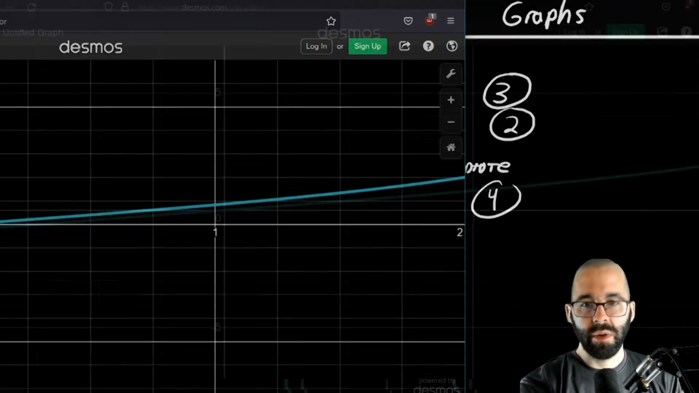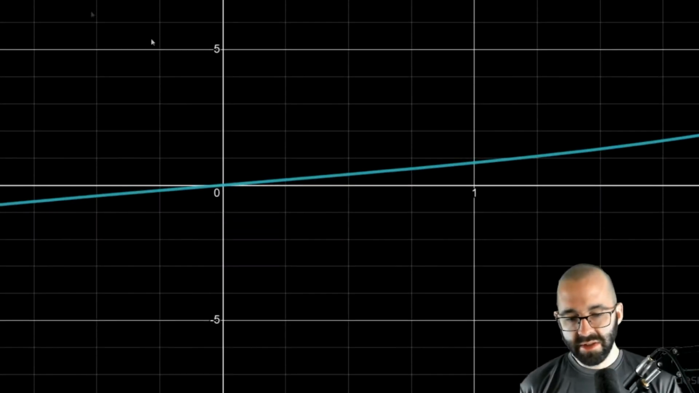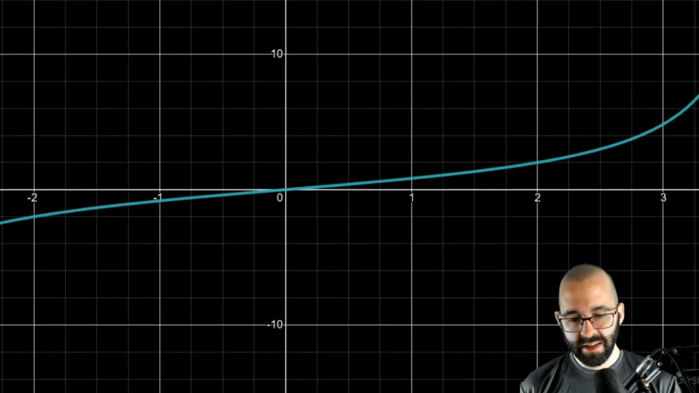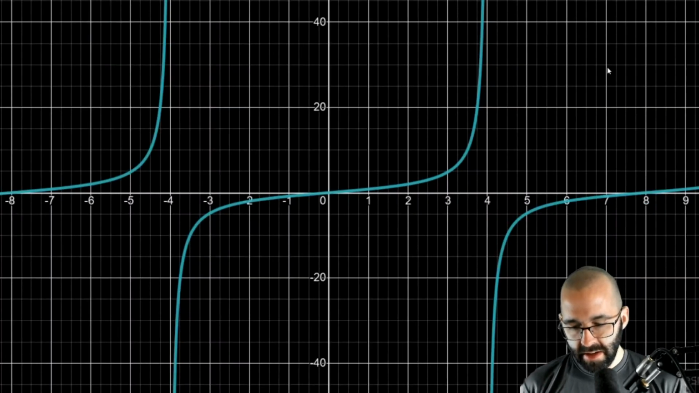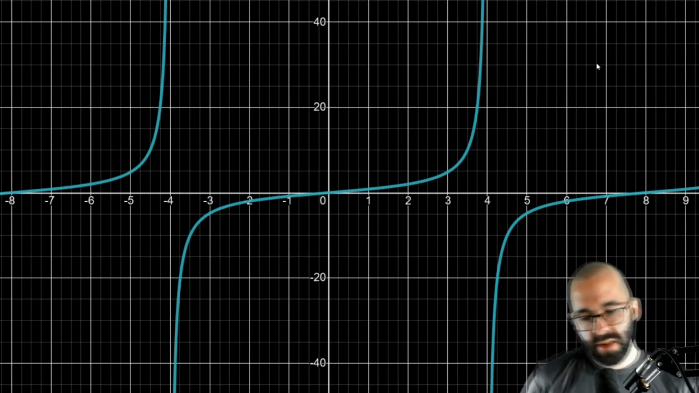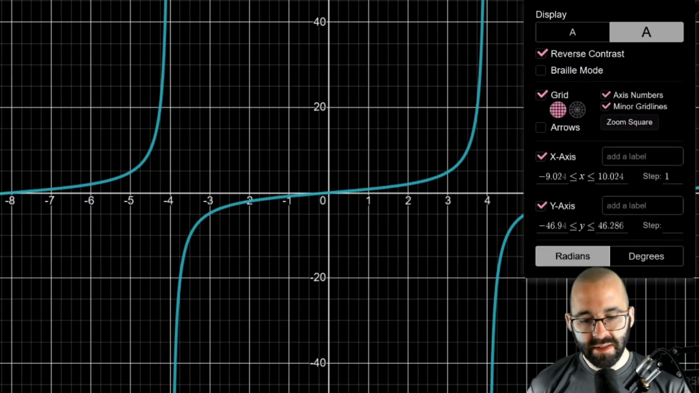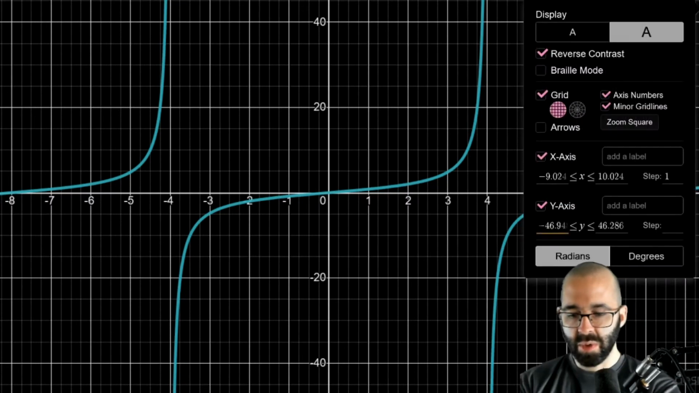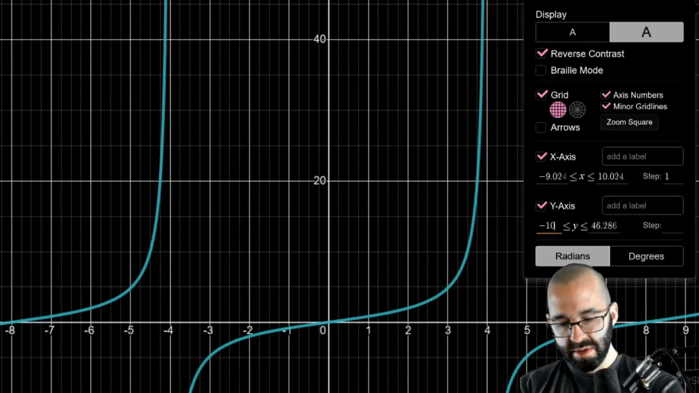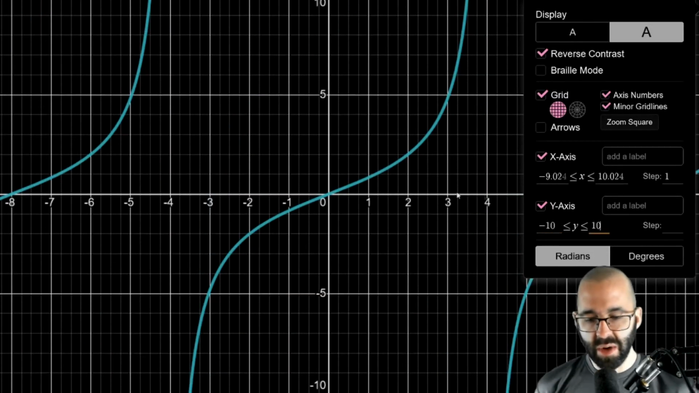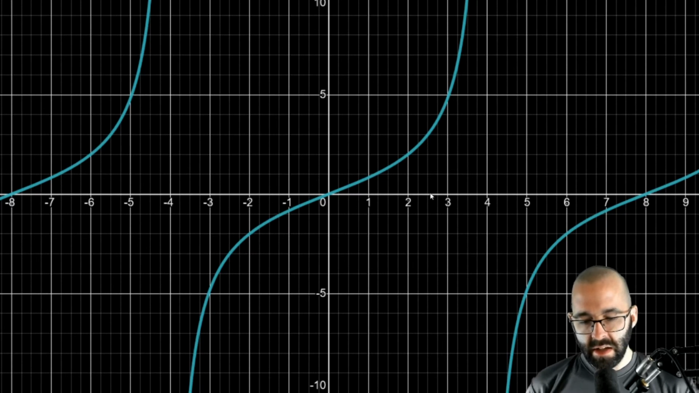All right, so here we are. We have this graph, and I'm going to zoom out a little bit, kind of like so. What is going on here? And let's zoom in on the y values real quick. Let's go -10 to +10 on these y values. All right, so actually, bigger y values kind of worked.